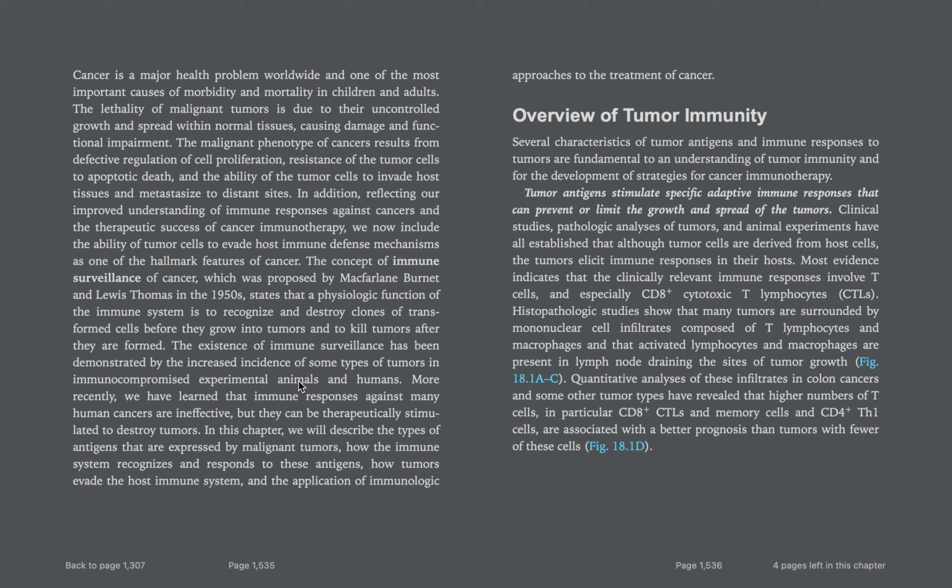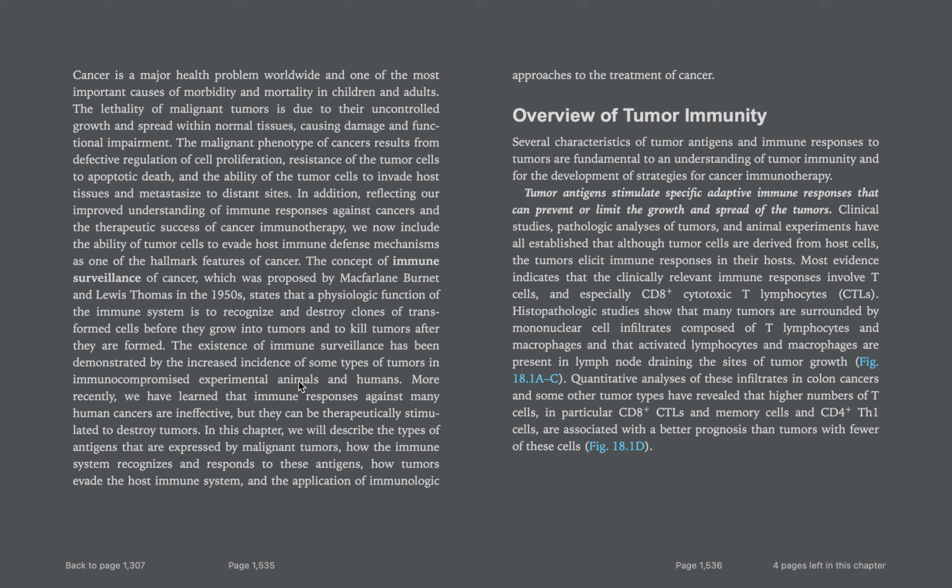Overview of tumor immunity. Several characteristics of tumor antigens and immune response to tumors are fundamental to an understanding of tumor immunity and for development of strategies for cancer immunotherapy. Tumor antigens stimulate specific adaptive immune responses that can prevent or limit the growth and spread of the tumor. Classical studies, pathological analysis of tumors, and animal experiments have all established that although tumor cells are derived from the host's cells, the tumor elicits immune responses in its host. Most evidence indicates that the clinically relevant immune responses involve T cells and especially CD8 cytotoxic T lymphocytes.